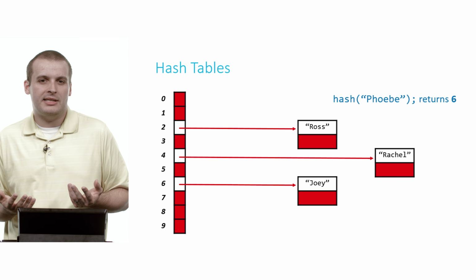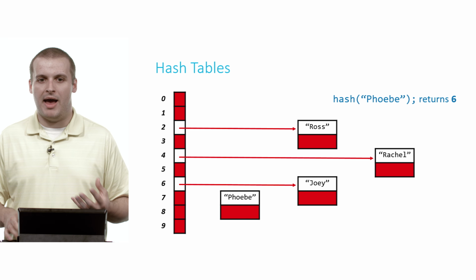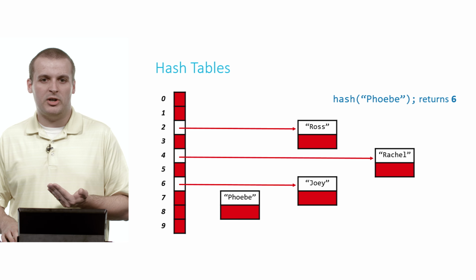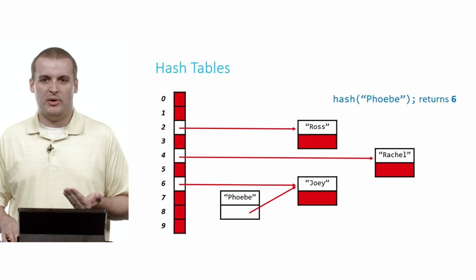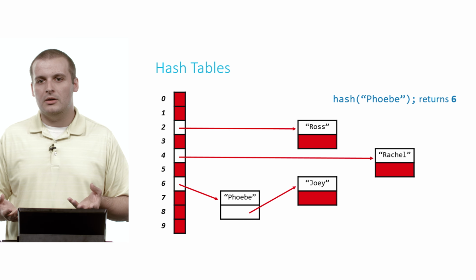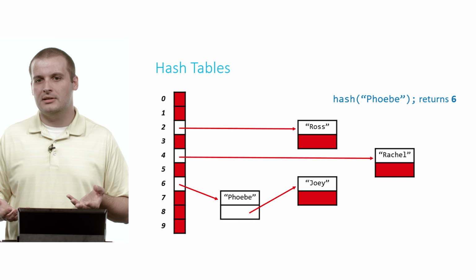But what if we just treat this the same way, right? It's just like adding an element to the head of a linked list. Let's just malloc space for Phoebe. We'll say Phoebe's next pointer points to the old head of the linked list. And then 6 just points to the new head of the linked list. And now, look, we've chained Phoebe in. We can now store 2 elements with hash code 6. And we didn't have any problems. That's pretty much all there is to chaining.